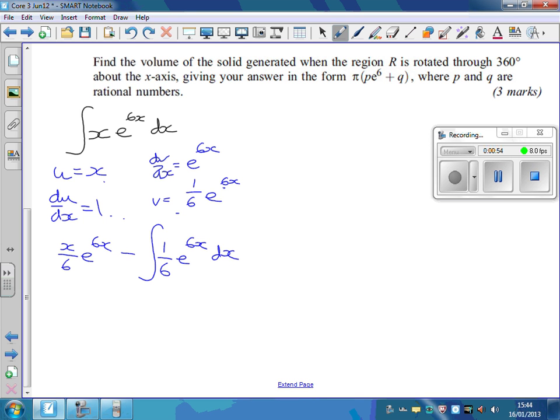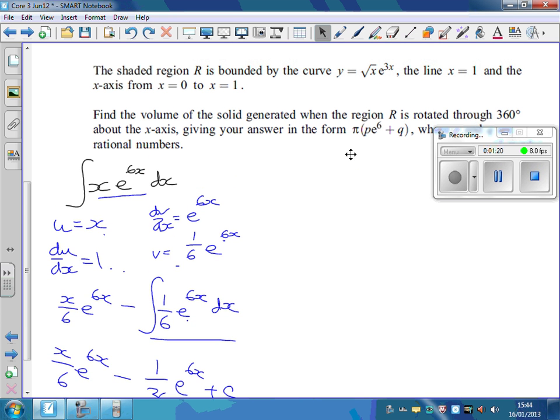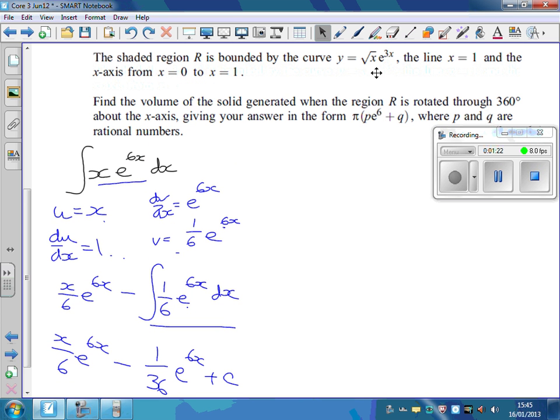So the by parts rule doesn't do the integral for us, it just makes it simpler, and we now have a simpler one to do. We've got to do this integral. E to the 6x stays as e to the 6x, but we've got to divide by another 6. So 1/6 divided by another 6 is 1 over 36, and I'll stick a plus c over there for good measure as well. Second part then is now our volume of revolution, and the volume of revolution formula needs memorizing.